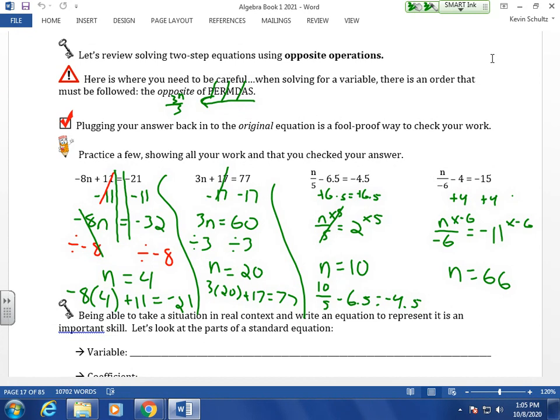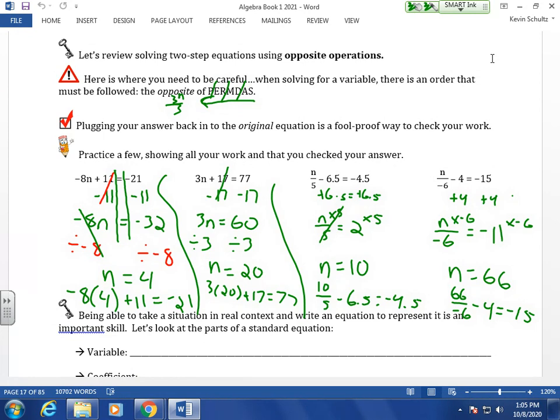You show me that answer, I say, prove it, defend it. You say, well, 66 divided by negative 6 is negative 11, and negative 11 minus 4 is negative 15. I can't argue with that. All right? I could argue, but I'd be wrong, so. It is what it is. I suppose so.